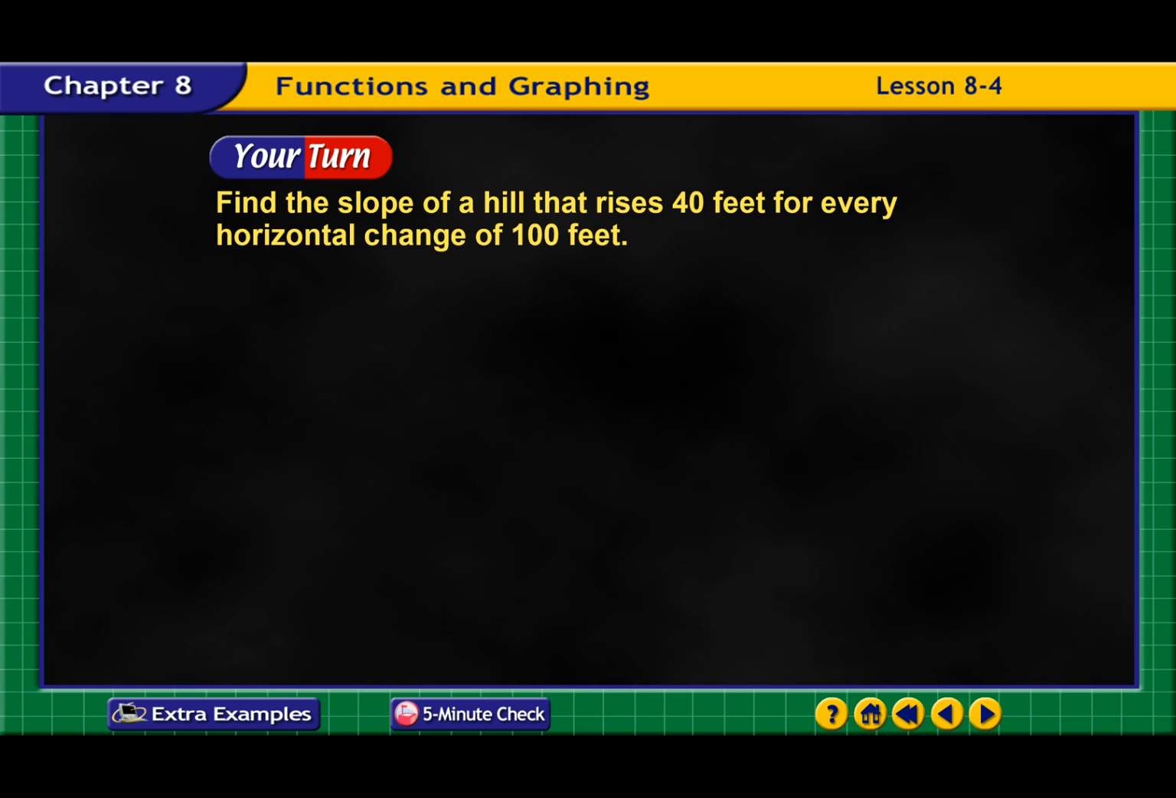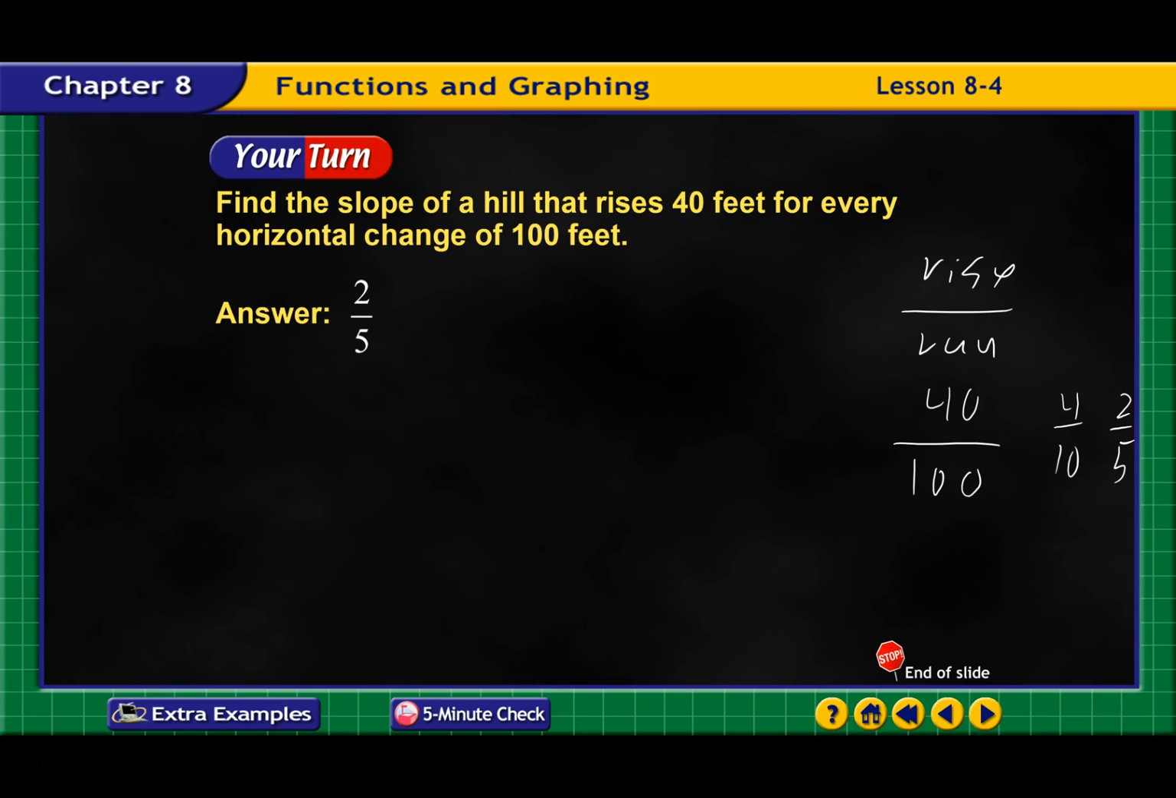Keep going. All right, find the slope of a hill that rises 40 feet for every horizontal change of 100 feet. Go. Okay, so I have to do rise over run. Wow, my U and N's both look the same. That's terrible. So a rise of 40 feet and a run of 100. That can reduce down to 4 over 10, which can go to 2 over 5. So 2 over 5 would be my slope.